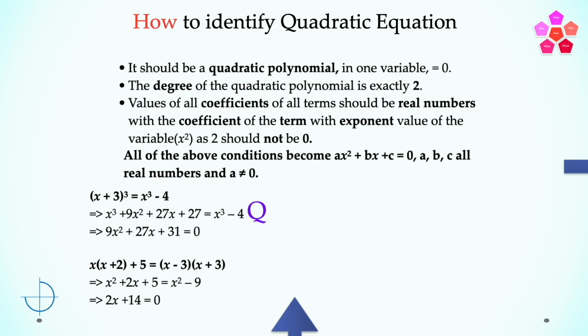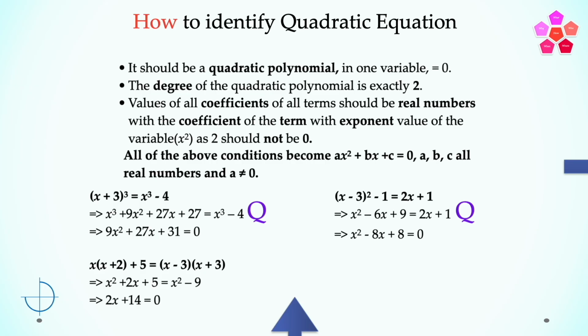Let's look at the third example. (x - 3) whole squared - 1 = 2x + 1. On simplification further, we have x squared - 6x + 9 = 2x + 1, which finally becomes x squared - 8x + 8 = 0. I hope you see the pattern emerging with the conditions, as the highest degree here also is 2. So this qualifies to be a quadratic equation.